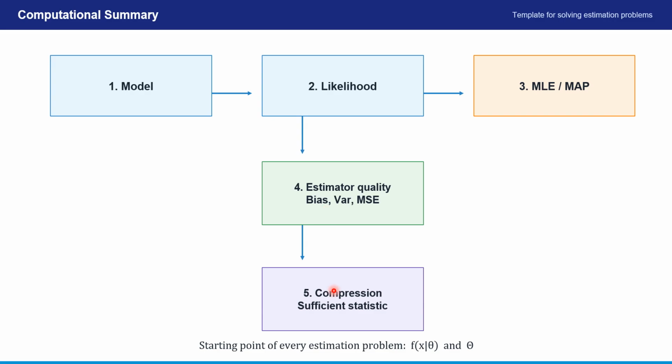Fifth, look for sufficient statistics. If a statistic is sufficient, we can compress the sample without losing information about theta. This can simplify both theory and computation. So the full workflow is model, likelihood, estimator, uncertainty, and interpretation. This structure works for almost every estimation problem in the course.